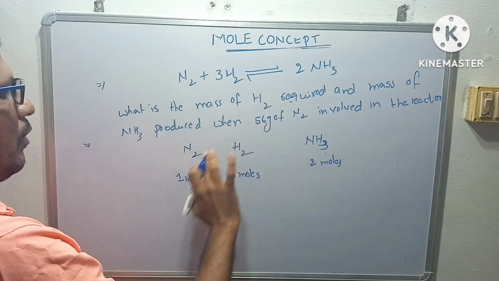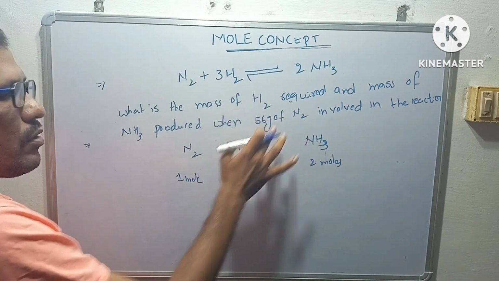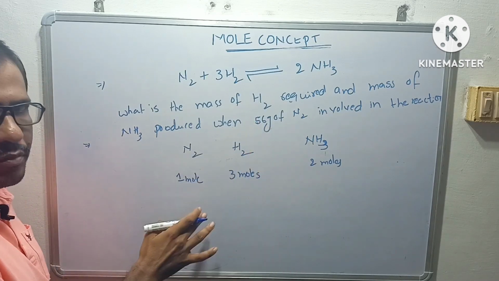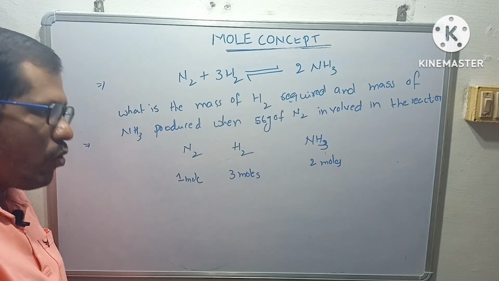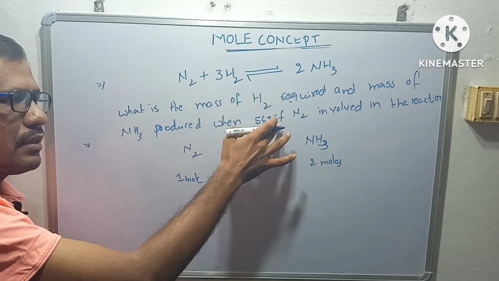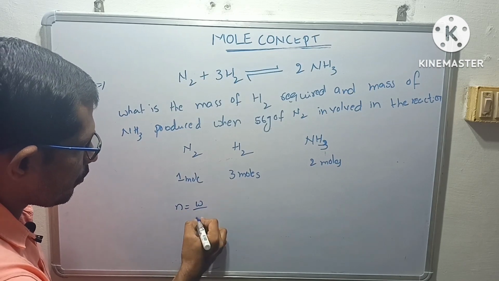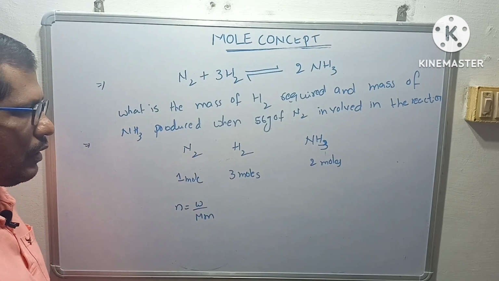So first here in the question they have given the mass of the nitrogen. So how much mass has he given? 56 grams. We need to convert the mass into moles. In the question he has given 56 grams. We need to convert that into moles. What is the formula we have? Moles equal to weight by molar mass, right?